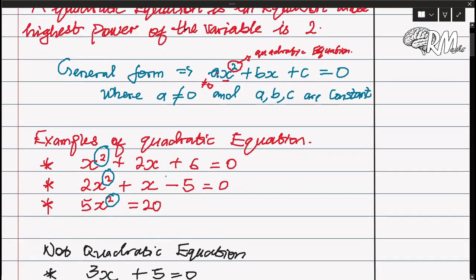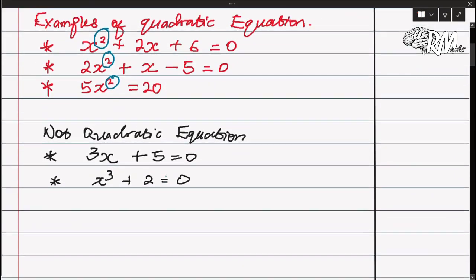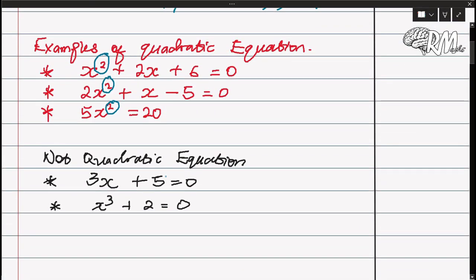Now let's see some questions that are not quadratic equation. Just as this one, we have 3x plus 5 equals 0. If you look here, we don't have any power. The power here is just 1. And since it's not 2, it's not a quadratic equation. Now the second one, x raised to power 3 plus 2. This also is not a quadratic equation because the power here is 3. So whenever we see a question whereby the power is 1, or the power is 3, or the power is 4 or 5, any number other than 2, we know that that is not a quadratic equation. It can only be a quadratic equation when x is having a power of 2.